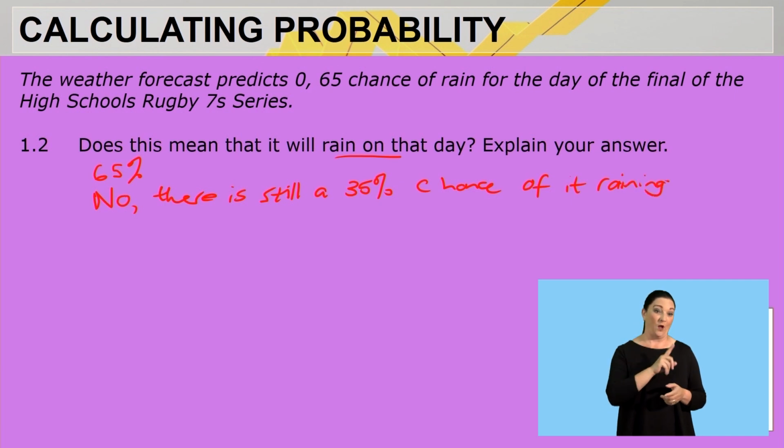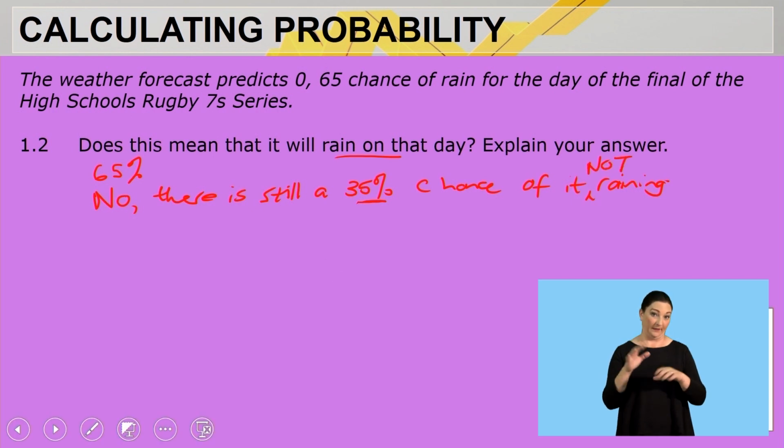Remember, if it's 100%, it means it's definitely happening. But in this case, it's not 100%. We are sitting at 65%. Therefore, there's still a 35% chance of it not raining. Let me just indicate there, of it not raining. I hope that's clear.